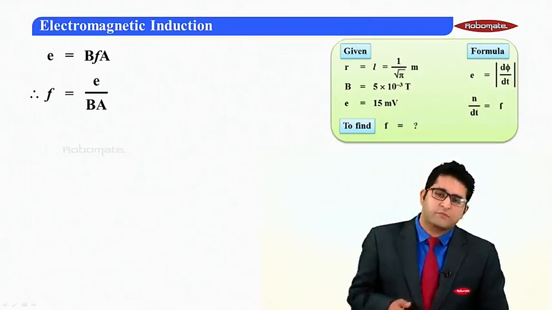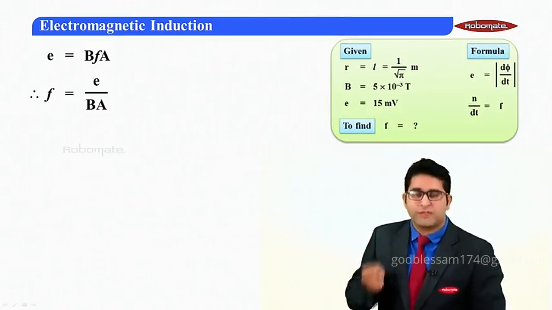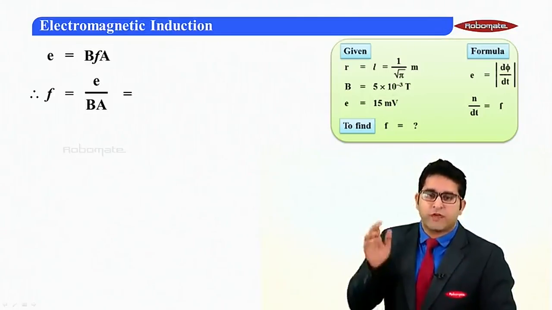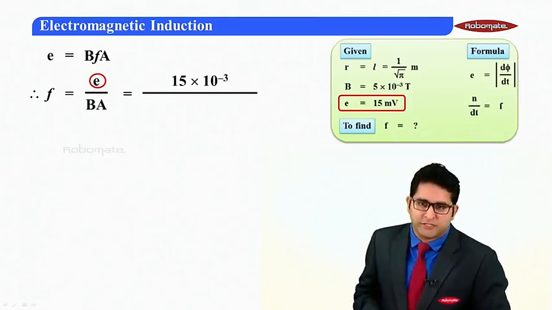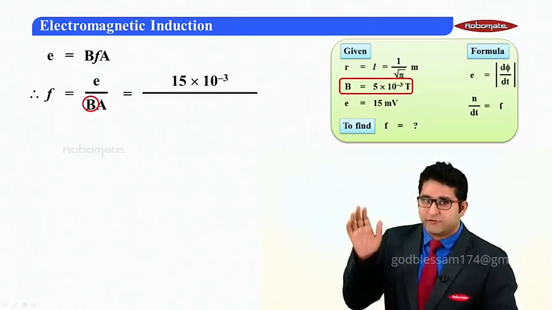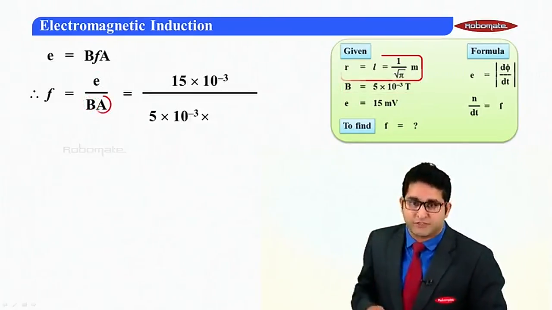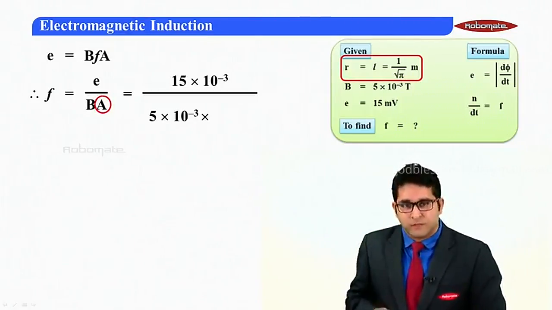Now students, see the given data. We know the value of E. We also know the value of B. Now as the radius is known, we can calculate the area as well. So let us substitute the value. So this will be equal to, the value of E is 15 millivolts, so this will become 15 into 10 raised to power minus 3. The value of B is 5 into 10 raised to power minus 3. So we'll get 15 into 10 raised to power minus 3 upon 5 into 10 raised to power minus 3 multiplied by the area, which is given by pi r square.